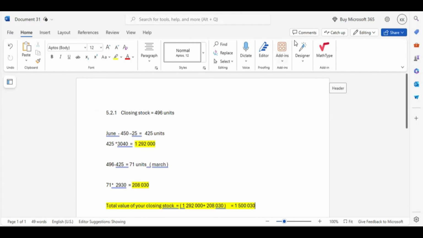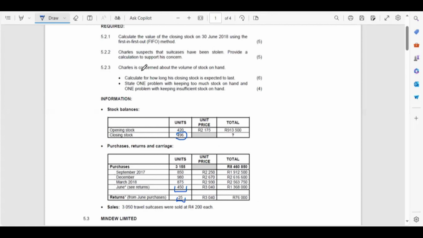So now, the second question requires us to calculate whether the suspects that suitcases have been stolen are right. Provide a calculation to support his concern, meaning that here we need to prove that indeed suitcases were stolen. We're going to be making our calculations making use of the number of suitcases. So basically, what is our number of suitcases at the beginning? Our number of suitcases at the beginning were 420 units, right?